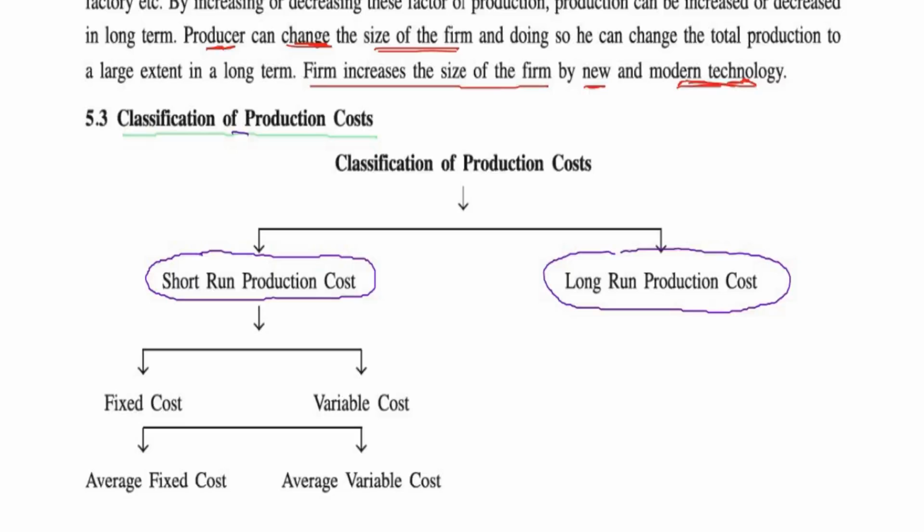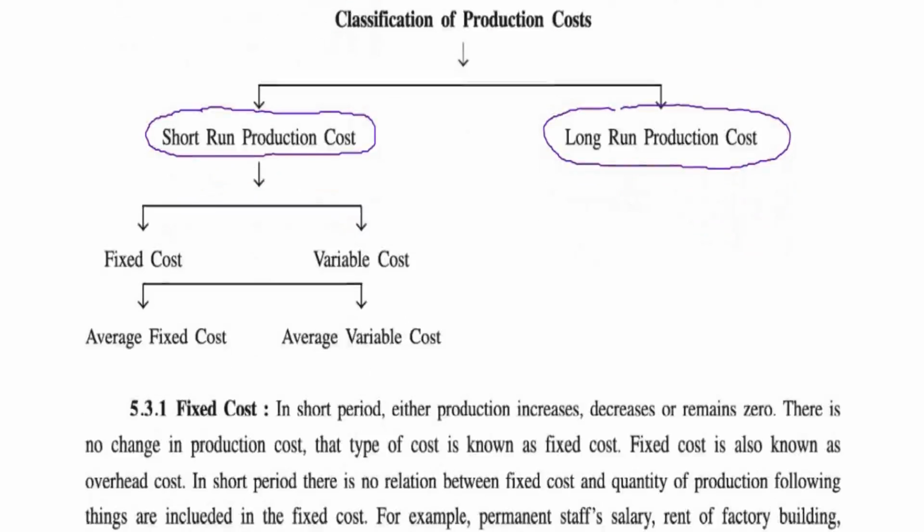And in short run production cost, we can further divide it as fixed cost, the cost which will not change every month or every short period of time, and then we have variable cost. Variable cost, as the name suggests, will keep on changing with the change in the factors of production. Both of these two costs can further be divided as average fixed cost and average variable cost.